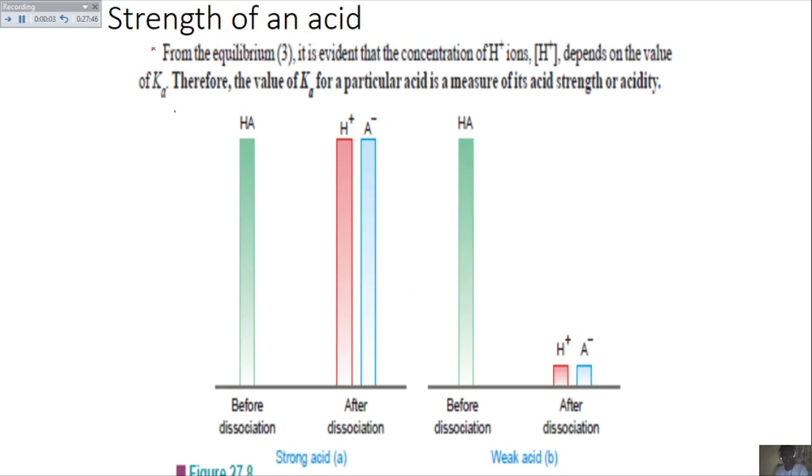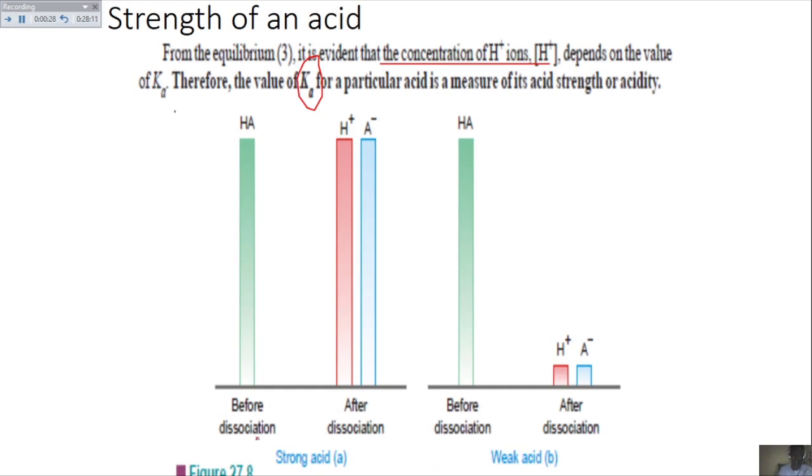Now, before I come down to this, I need to show you the strength of an acid. How can we determine the strength of an acid? The strength of an acid is basically measured by the concentration of hydrogen ions you have in the solution. Therefore, in order to measure the strength, you have to determine what we call Ka. And what is Ka? Ka is the acid dissociation constant, and this is what we use to measure the strength of an acid.